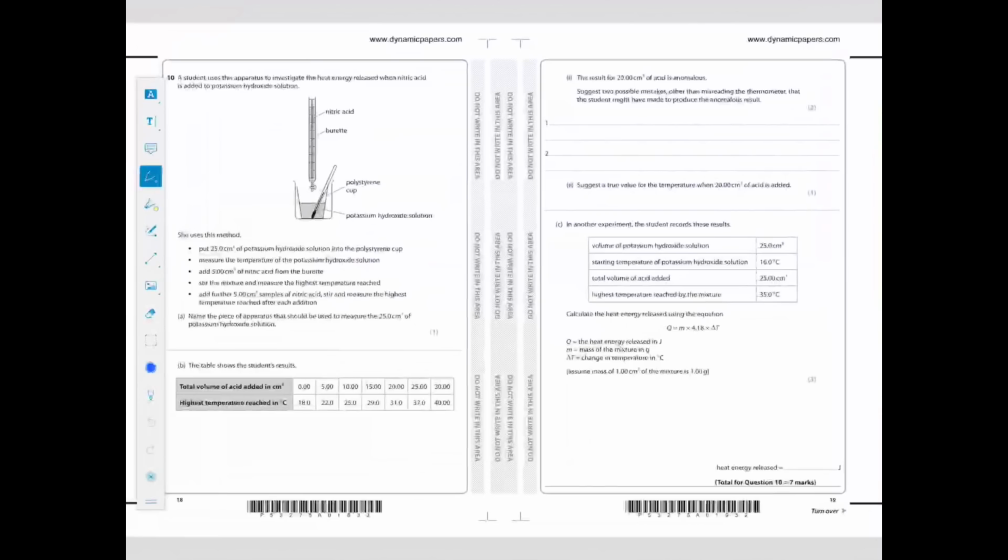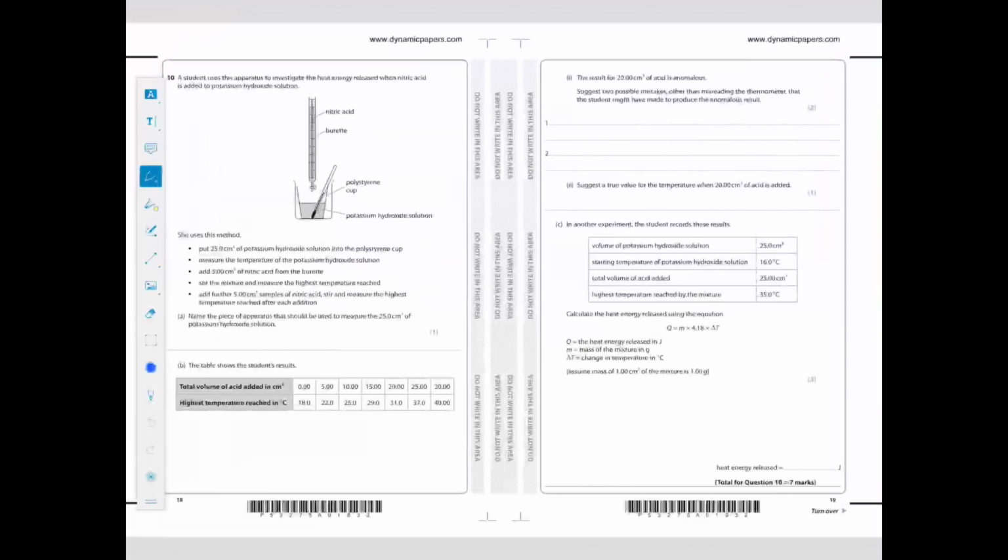So I thought the easiest way to talk you through the energetics topic was to take you through some past exam questions because they're pretty much all the same. So the moment you see a polystyrene cup and a thermometer, we're looking at enthalpy. So be aware of what endothermic and exothermic means here.